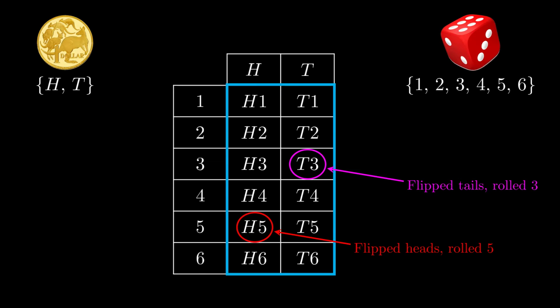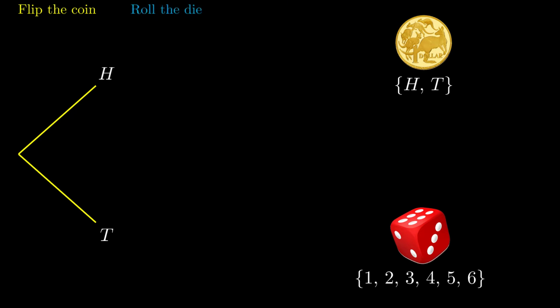The other way, maybe more commonly used, the other way of visualizing this stuff is using a tree diagram. Okay. Now how this works is we pretend we're doing those two things one after the other. So we're going to start by flipping the coin. If you do that, then there's two options. You either have heads or tails. So they go there. Then we're going to roll the die.